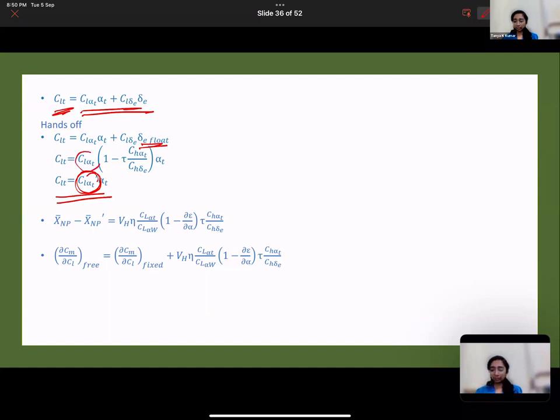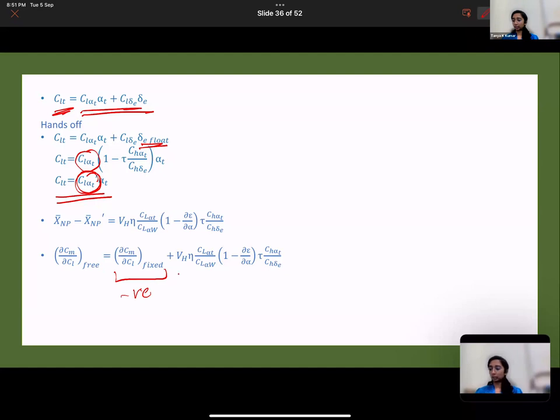For your stick fixed case, it will be CL alpha tail. For stick free case, you will have the CL alpha T prime. Okay. Similarly, for the neutral point and your static margin, they will change. All right. Now your DCM upon DCL fixed, is it positive or negative? DCM upon DCL is something related to static margin. Is it positive or negative for a stable aircraft? Yes, it's negative. So the more negative it is, the more stable your aircraft is.